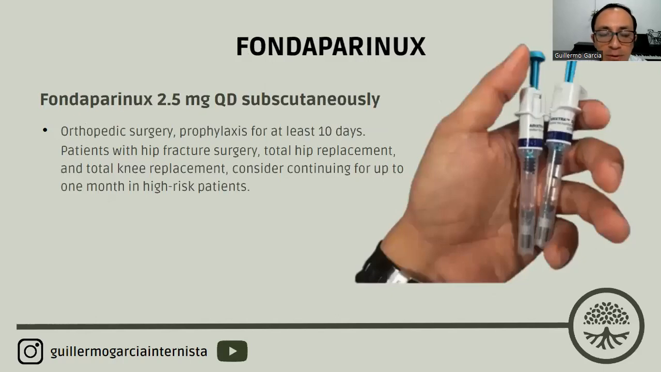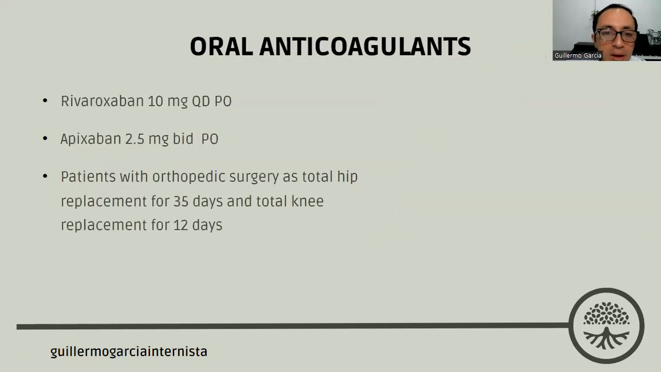Fondaparinux at a dose of 2.5 milligrams every 24 hours is indicated in orthopedic surgery with prophylaxis for at least 10 days and in patients with hip fracture surgery, total hip replacement, and total knee replacement considered continuing for up to 1 month in patients with high risk.